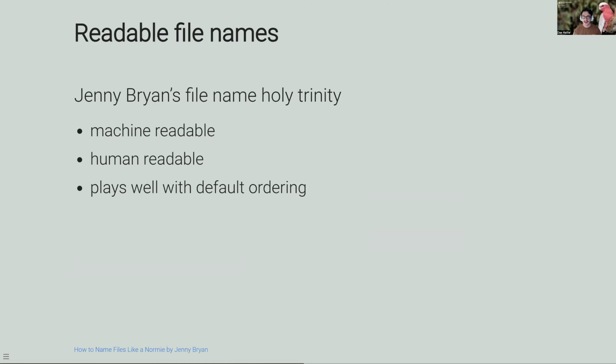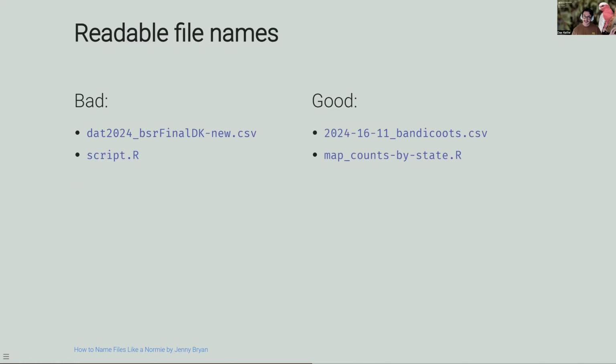It's also important to have readable file names. Now, Jenny Bryan calls this the file name Holy Trinity, and I actually encourage you to watch her talk instead of mine about why this is so good. But basically, your file name should be machine readable, human readable, and play well with default ordering. And by that, I mean, here I have some bad examples. It's using acronyms. There's no structure to those names. They're vague. I don't know what's going on.